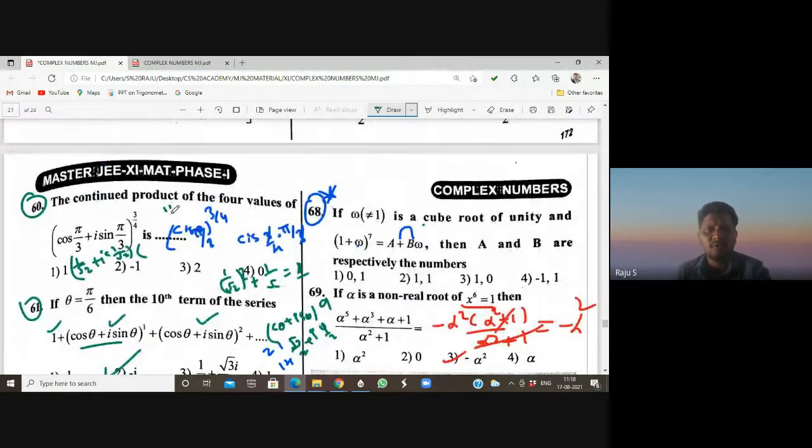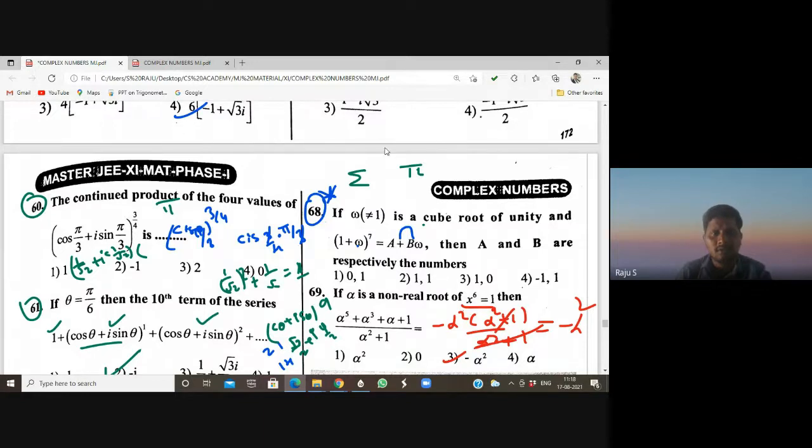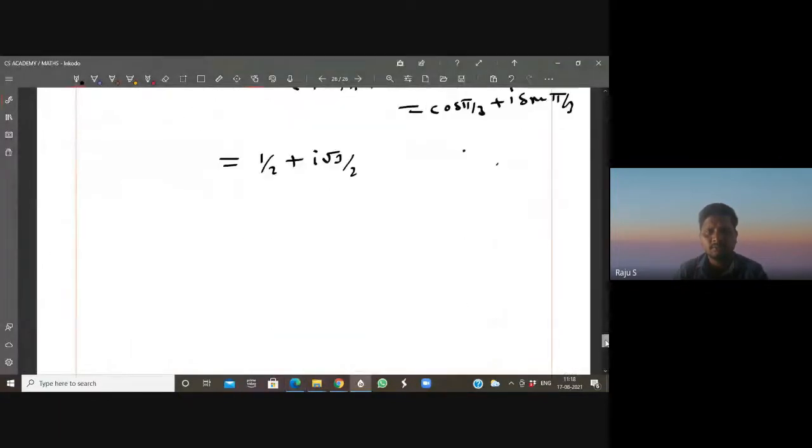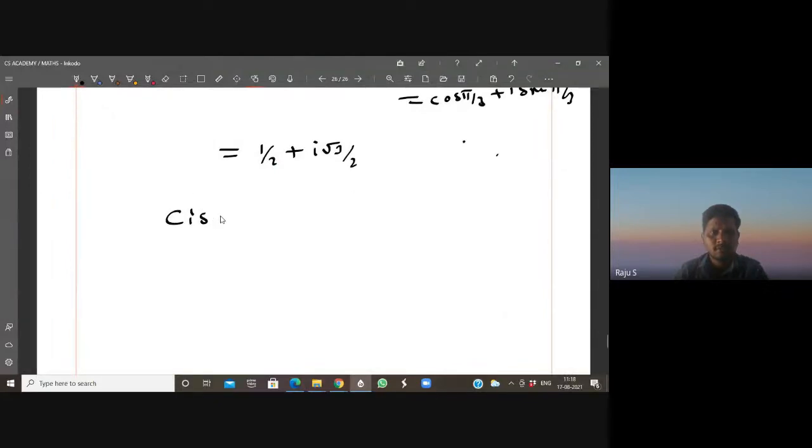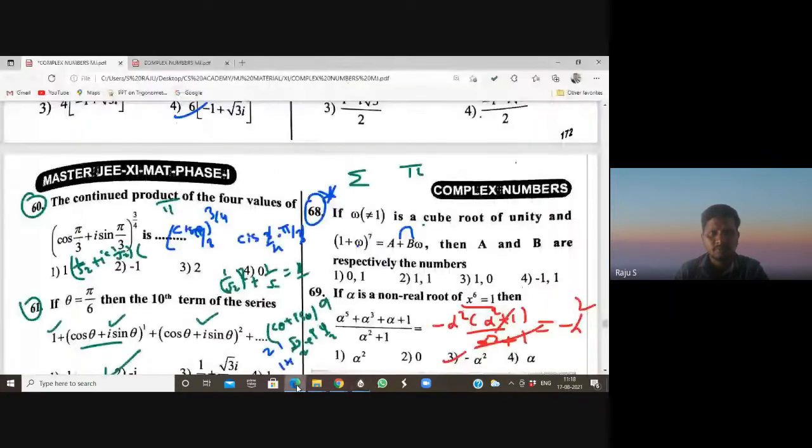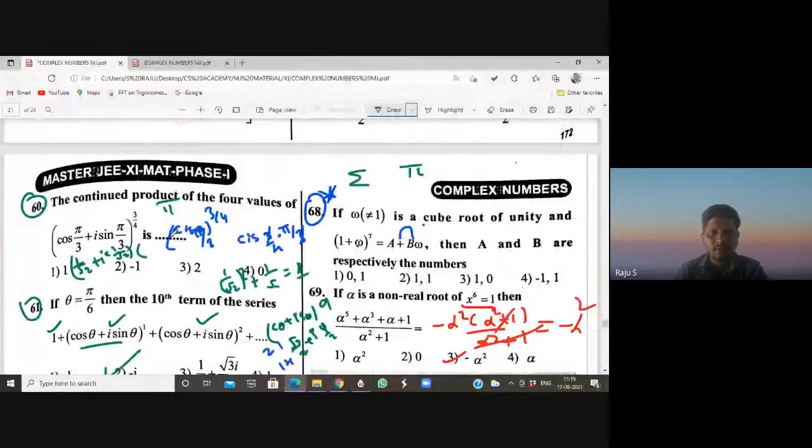For product, the values will be denoted with a pi. Summation is denoted by sigma and the product is denoted by pi. So what shall we do here? Continuous product means, see, when I multiply cis theta, we got pi by 4, cis theta pi by 4, and when I multiply, the 3 gets cancelled, cis pi by 4, we got it. But the product is nothing but what, students?